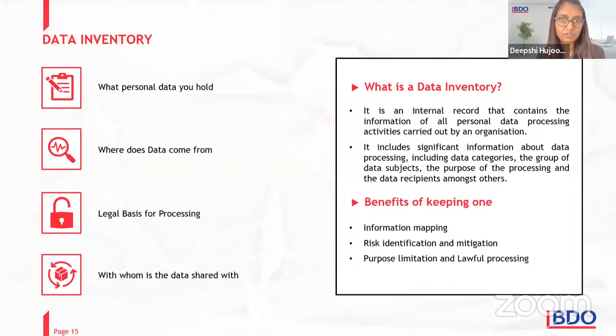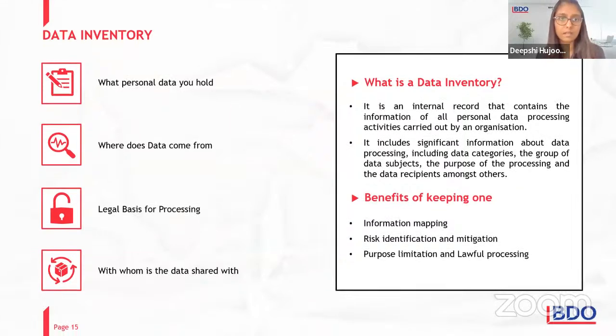So we are still in the first phase, and these are the key points here that I want to highlight to you. It is crucial that we have a data inventory at the very beginning of the privacy framework. Now, what is the data inventory?